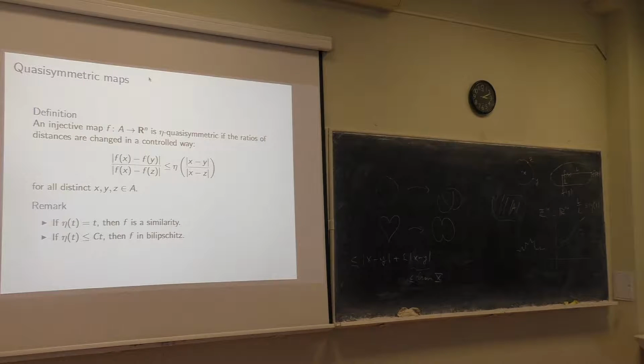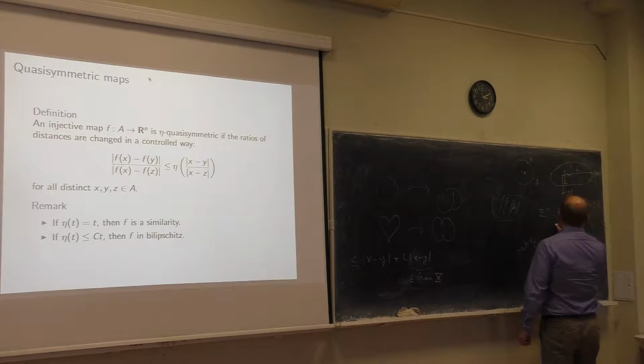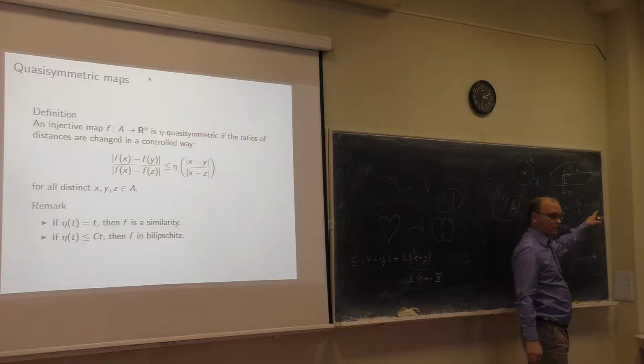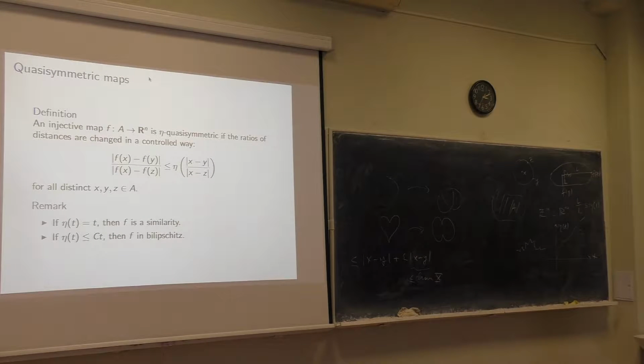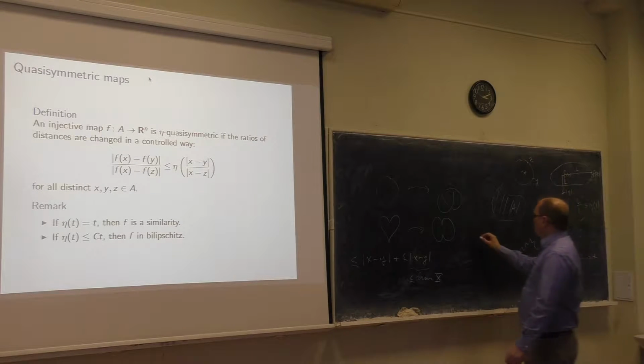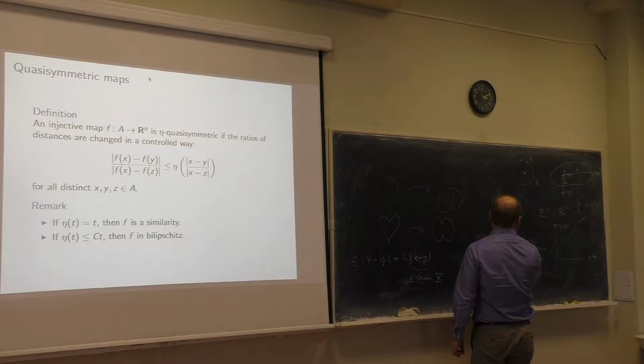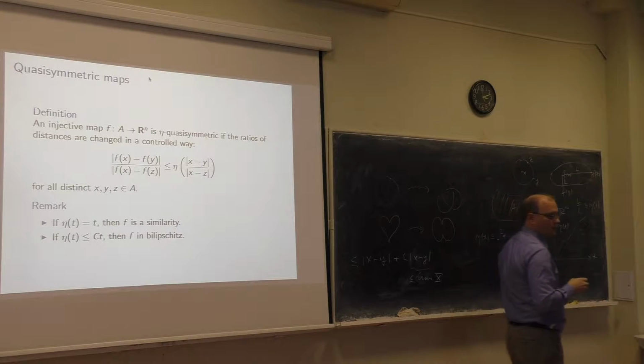just strictly increasing. Sorry, what is the graph of eta? Or what is the eta, the same function as in the definition. So this is the typical graph of eta t. It's 0 at 0 and then continuous, strictly increasing. So it controls the way in which ratios of distances are changed. And of course, if you have a bi-Lipschitz map, then you can choose eta t with a very easy calculation. It's the Lipschitz constant squared times t.